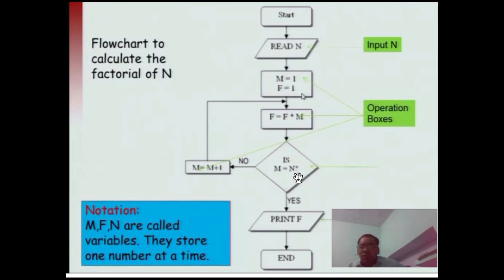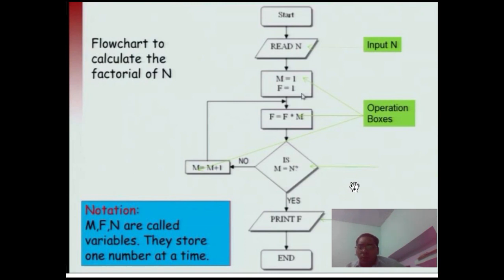So here are the conventions used. The start symbol is often a circle or an oval. The input and output symbols are often represented as parallelograms. And the normal operation boxes are represented as rectangles. These are the input and these are the output, shown by the parallelograms.